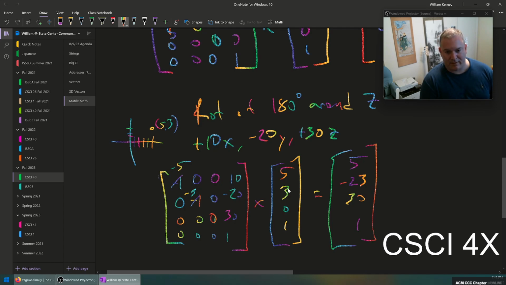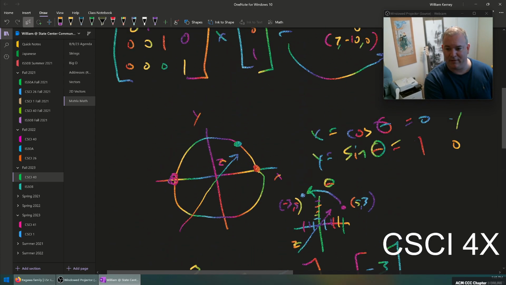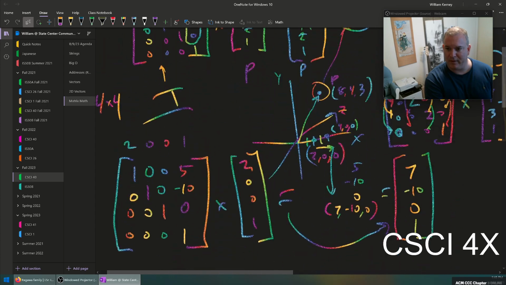5, it's down here somewhere. -23, and then 30 in. So it rotated over here, then it got moved 10 east. It got rotated and pushed around, and it ended up over here somewhere. That's why it's usually easier to just do one of them at a time, so you can demonstrate the principles of it.